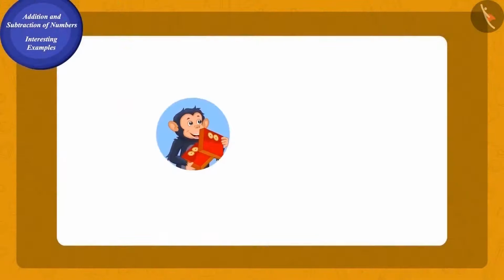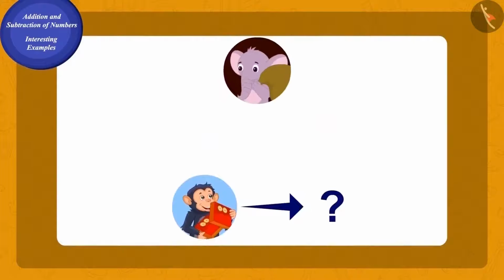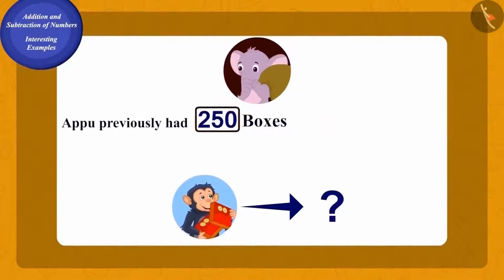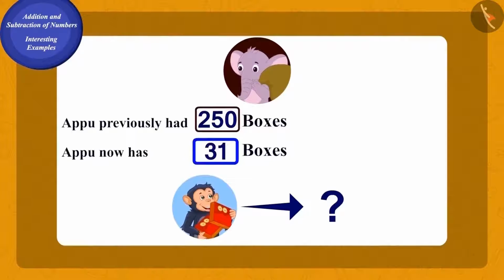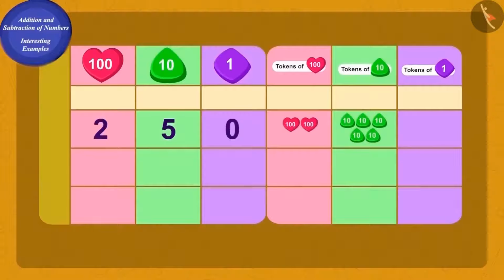How do we find out the number of boxes the monkeys had taken? We need to subtract the number of boxes Appu was carrying with him from the number of boxes left with Appu. We will write 250 and 31 using 100, 10 and 1 digit places in the place value chart. Is this correct, children?